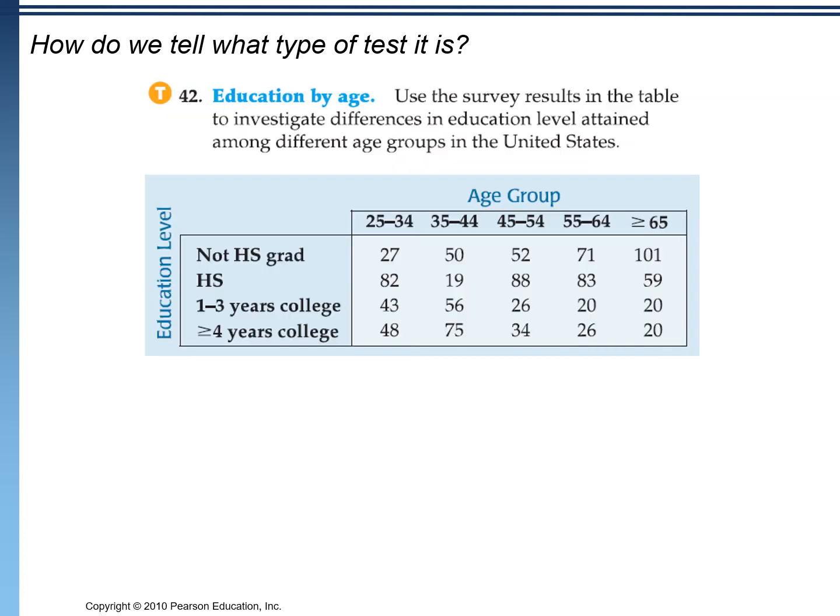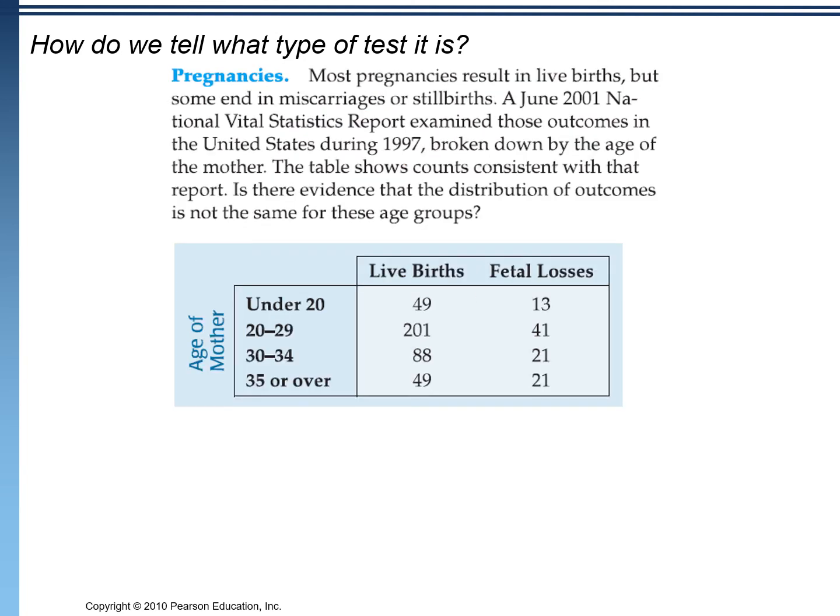Again, we have a big table so we can rule out goodness of fit. We can't really tell if the survey is made up of a number of different samples or a single sample, so we check the wording. It's asking us to investigate the differences in different age groups. When we're talking about things being the same or different, it's a test of homogeneity. Here's another one. Is there evidence that the distribution of outcomes is not the same? Are they the same? Are they different? Test of homogeneity.